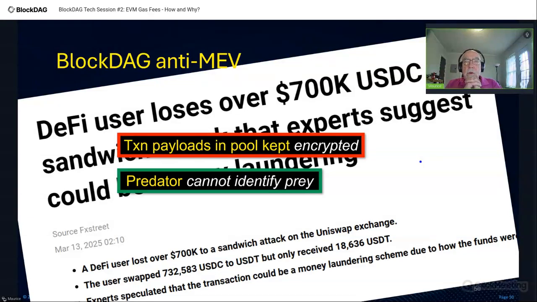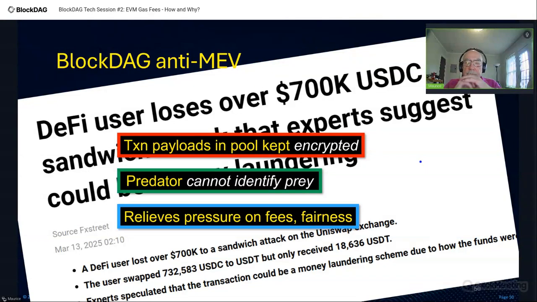So if you're buying your 1 million shares of Apple, and I'm a predator and I'm looking through the transactions in the mempool, I can't tell which one is your transaction, and so I can't front run it. And this is there to relieve pressure on fees and fairness. And this is also, we believe, going to help stabilize prices and enhance the user experience.